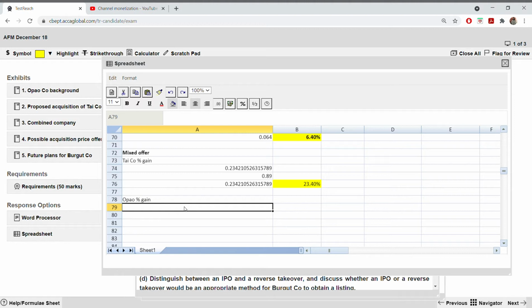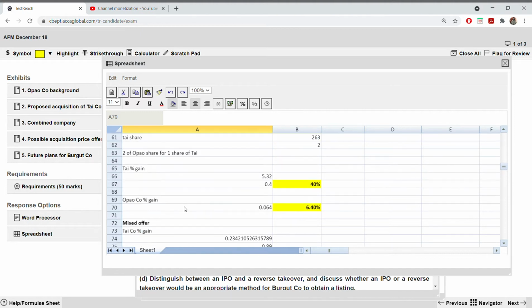Why is it different? Because in the share for share, it was 2:1. Remember, two of the Oppo shares for one Thai share. But in the mix offer, it is one of the Oppo shares for one of the Thai shares. That's why first we have to calculate that before we find the percentage gain in Oppo. Understood? So the additional value going to the Thai company shareholder.